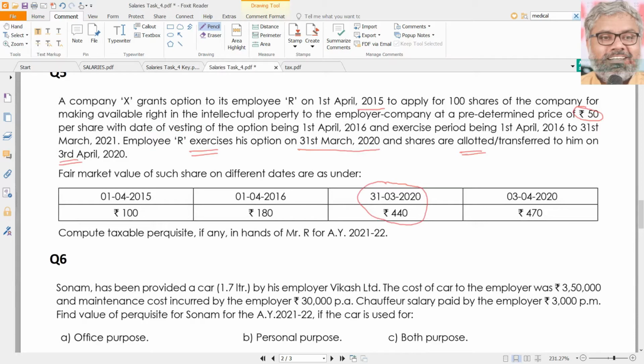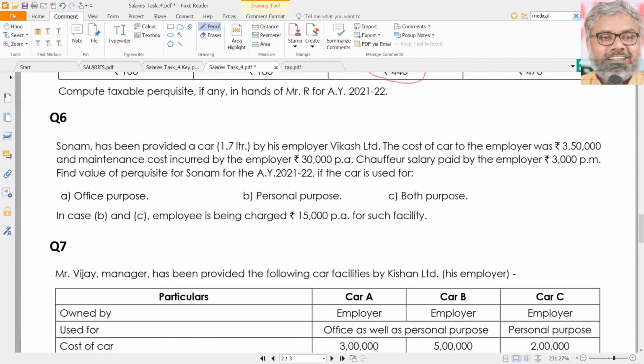So the only key point here is date of allotment is the taxable event, no doubt. But still, valuation of perquisite will happen in accordance with the fair market value of the shares on the date of exercise of option. That is the only key point to be noted in question number 5.